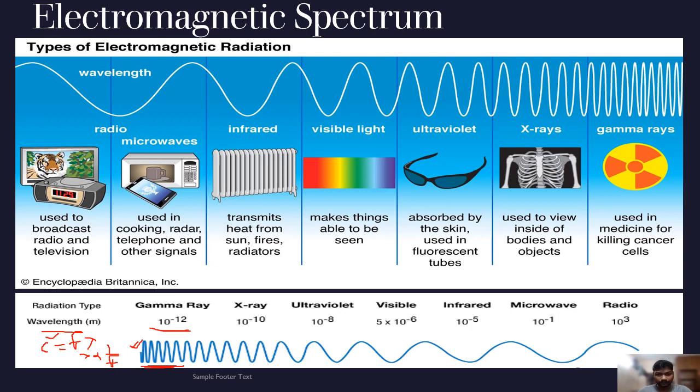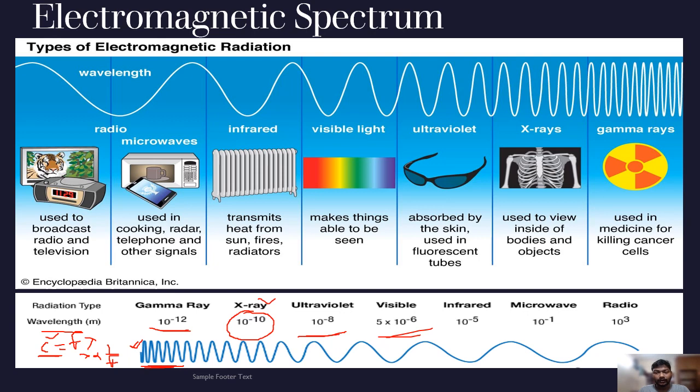because electromagnetic waves move with a velocity of 3 into 10 to the power 8 in vacuum. So lambda is inversely proportional to 1 by frequency. Gamma ray is 10 to the power minus 12 meter, and around 10 to the power minus 10 meter is the X-ray range. Ultraviolet is 10 to the power minus 8. Visible is 5 into 10 to the power minus 6.